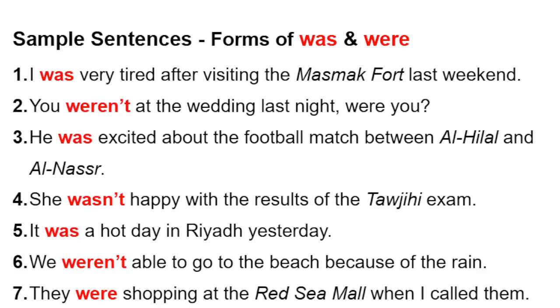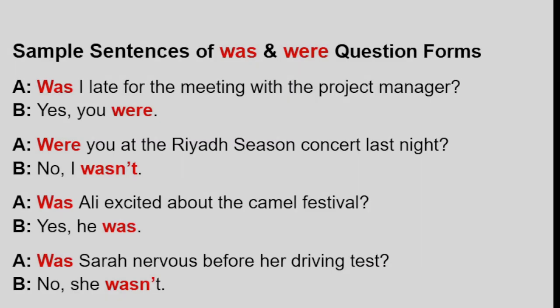Did you practice reading those sentences with me, pronouncing was and were, and wasn't and weren't? So I want you now to practice reading the following sample sentences of was and were in the question forms. Listen to my pronunciation and try to copy it. Focus, please, on the correct sound of was and were, and wasn't and weren't, and also how the voice goes up and down as we read the question forms.